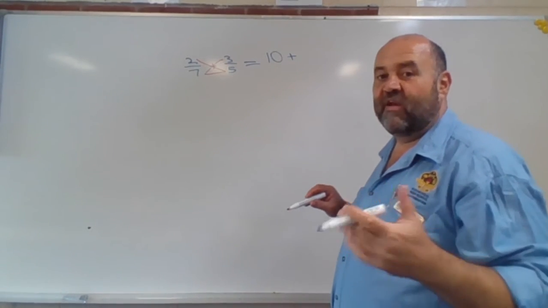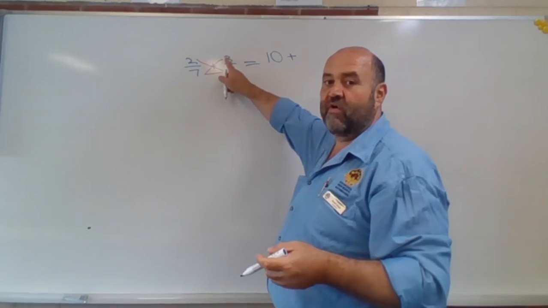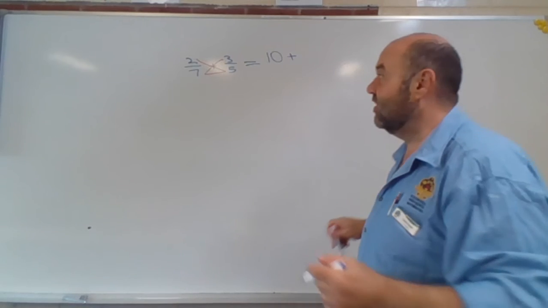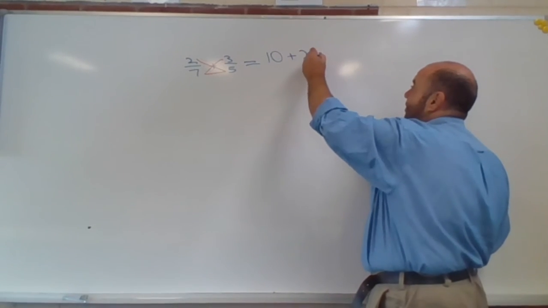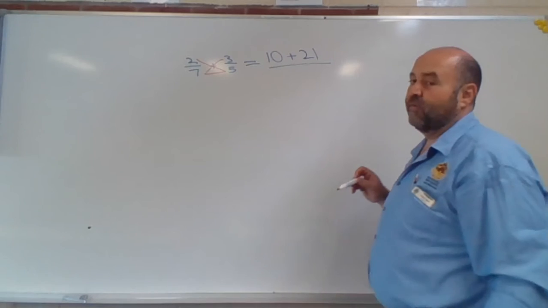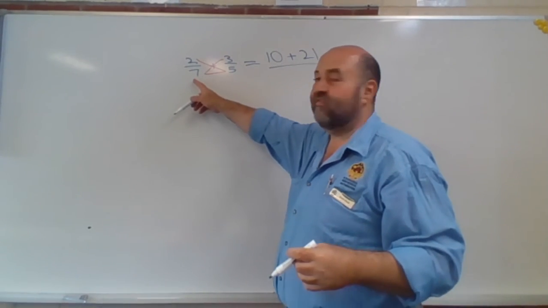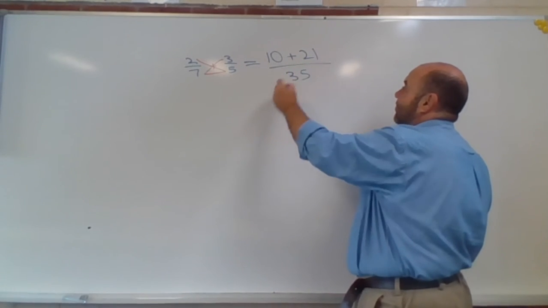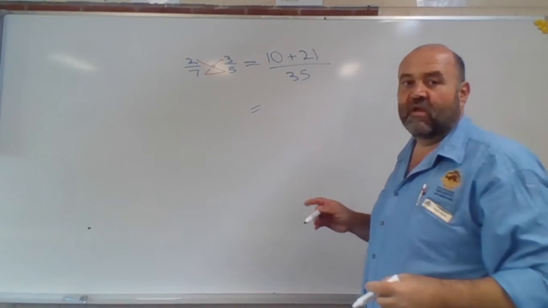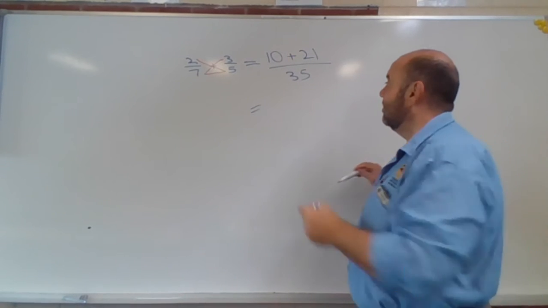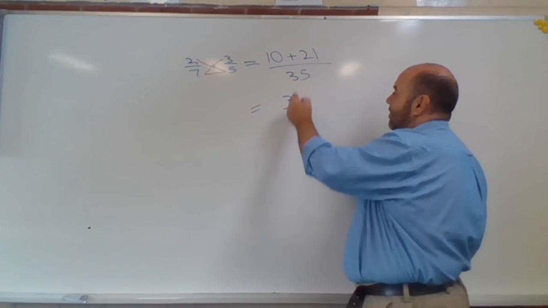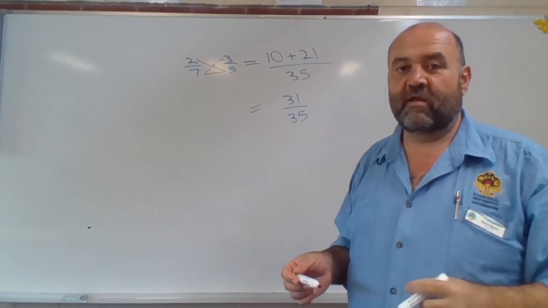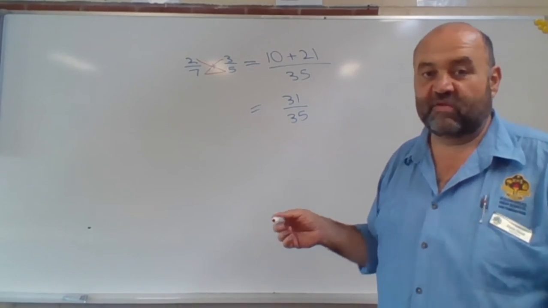Then I put my pen back on the page. I join the 3 down to the 7, so 3 times 7 is 21. And on the bottom, because I went across, 7 times 5 is 35. So now I just go 10 plus 21 is 31 over 35. Job done. Well, what about subtracting fractions? Let's have a look.